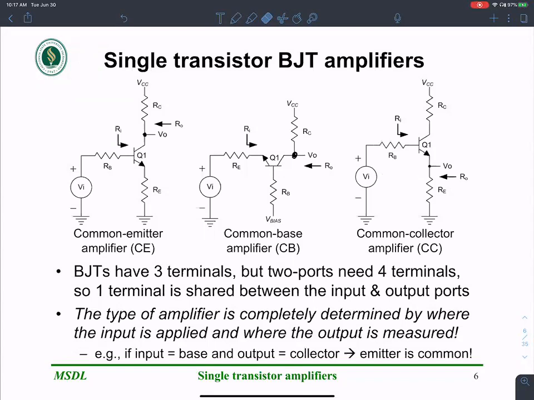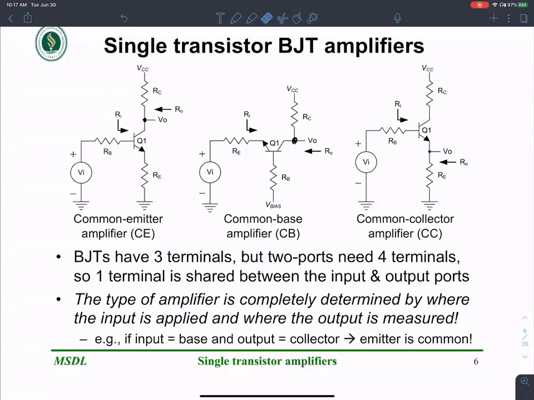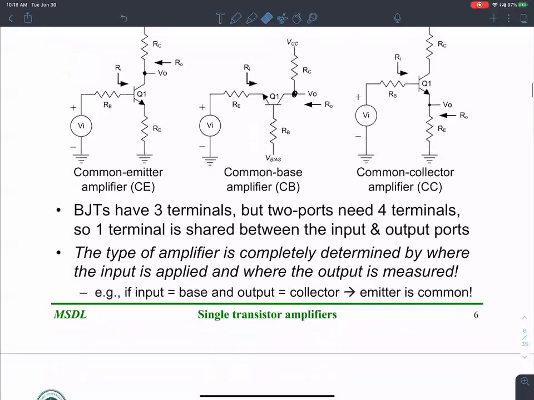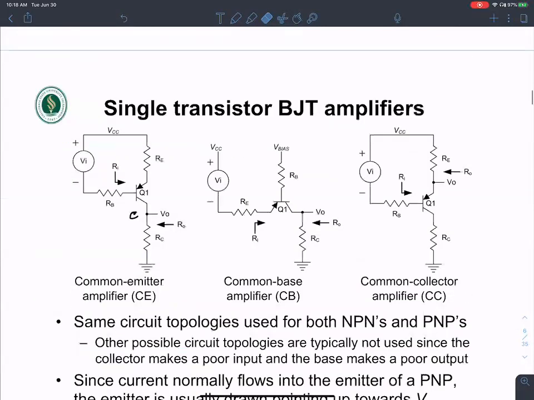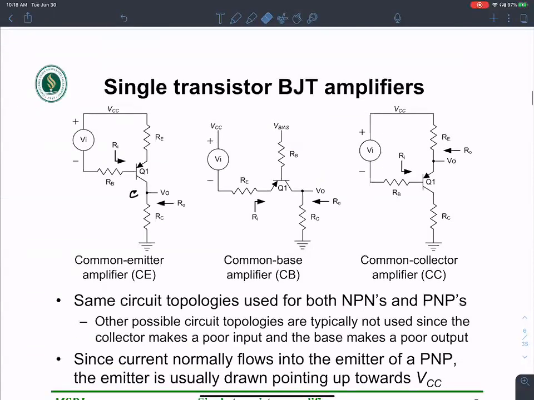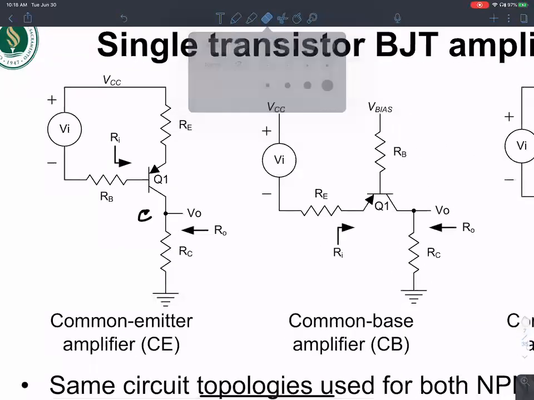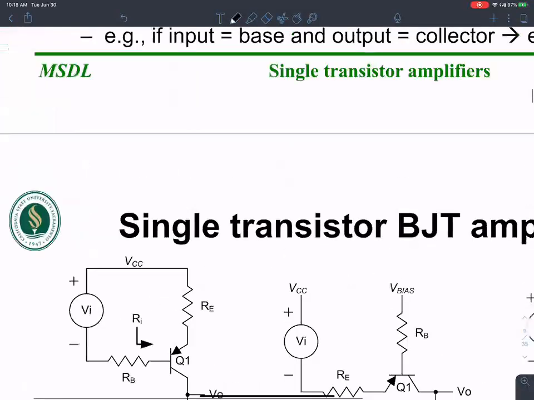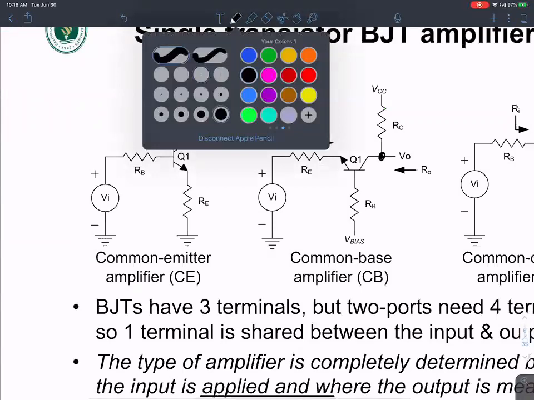voltage between base and emitter. Okay? Now, the type of the amplifier is completely determined by where the input is applied and where the output is measured. That determines the kind of amplifier that we have here. So the first thing we did was to look at the resistance.